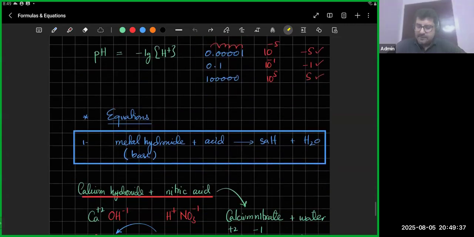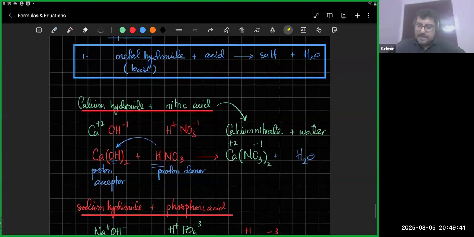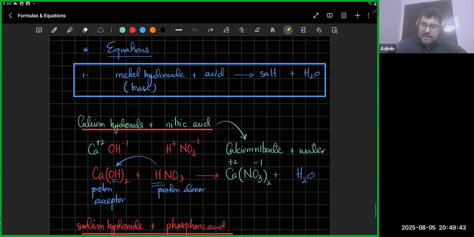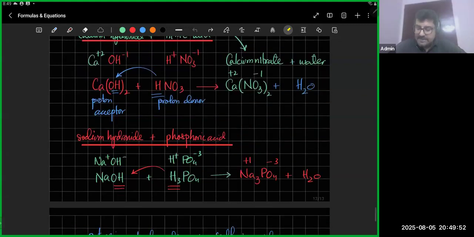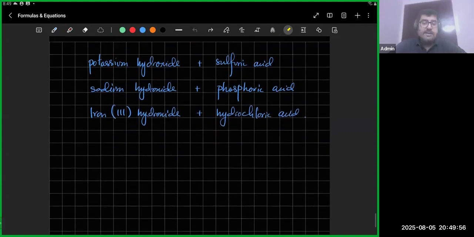The first equation that we were doing, we did a couple of questions. That was metal hydroxide reacting with an acid and it would produce salt plus water. So I'm going to do a few more questions. Remember, metal hydroxide plus acid. It's a base plus acid reaction. These were the three questions I gave you. I'm just going to pick one of them, like the first one. Potassium hydroxide. Potassium, that's in group 1. So, kya charge hai? That's +1.